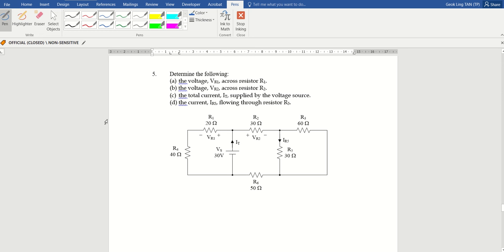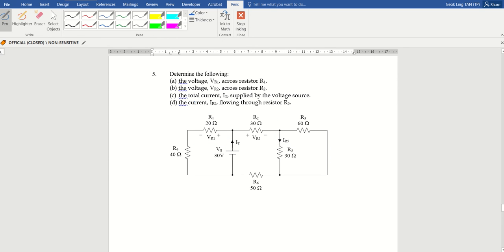Okay, so for the self-practice tutorial 6, self-practice question 5, you're given this circuit diagram here and you're asked to find the voltage drop across R1, which is this resistor here, the voltage drop across R1, VR1, and VR2. VR2 is this. And the total current IT is given here from the supply source, voltage source, and current IR5. IR5 is here. Okay, current going through R5.